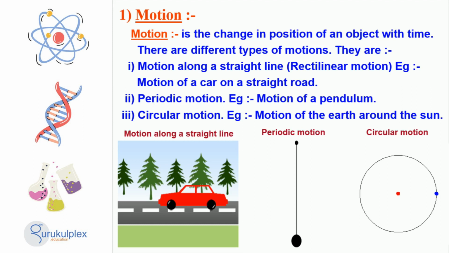Examples of linear motion are the path of a car on a freeway. Periodic motion is exemplified by a pendulum swinging. And circular motion is observable in the Earth's yearly orbit around the Sun. These three types of motion can be simulated and visualized to further understand the complexities of physical principles.